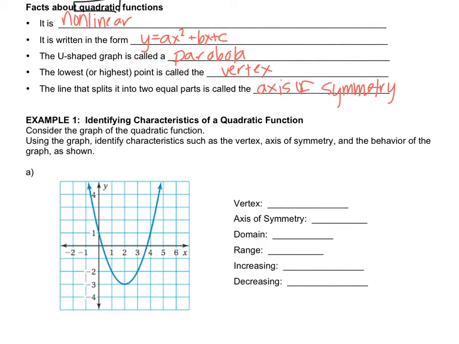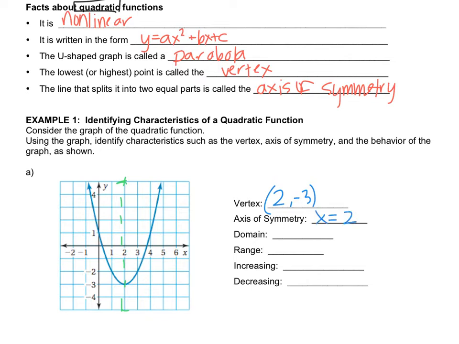So let's just identify the points. So the vertex is right down here. So we just write the coordinates. That's 2, -3. Then we've got the axis of symmetry. Now that's an imaginary line. I'm going to draw it dotted because it's not a real line, but it's an imaginary line going through the vertex, kind of splitting it in half. And the equation for that is x equals 2.